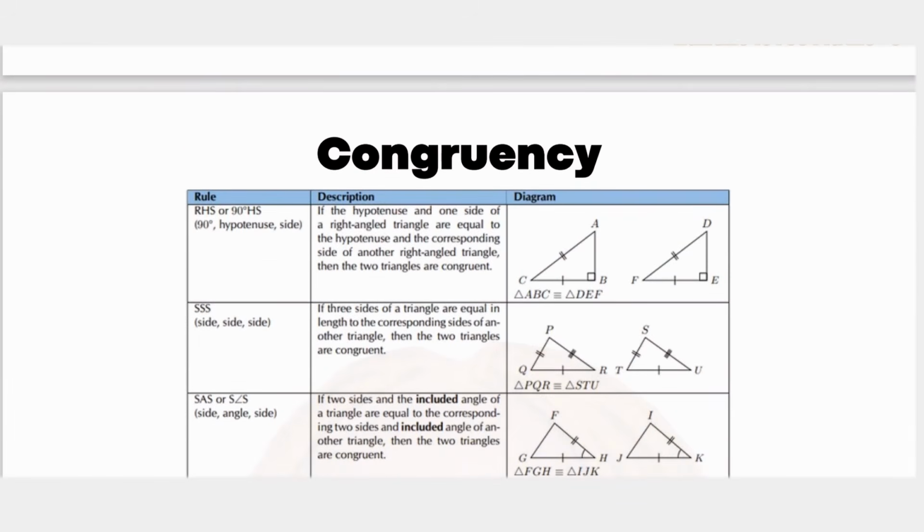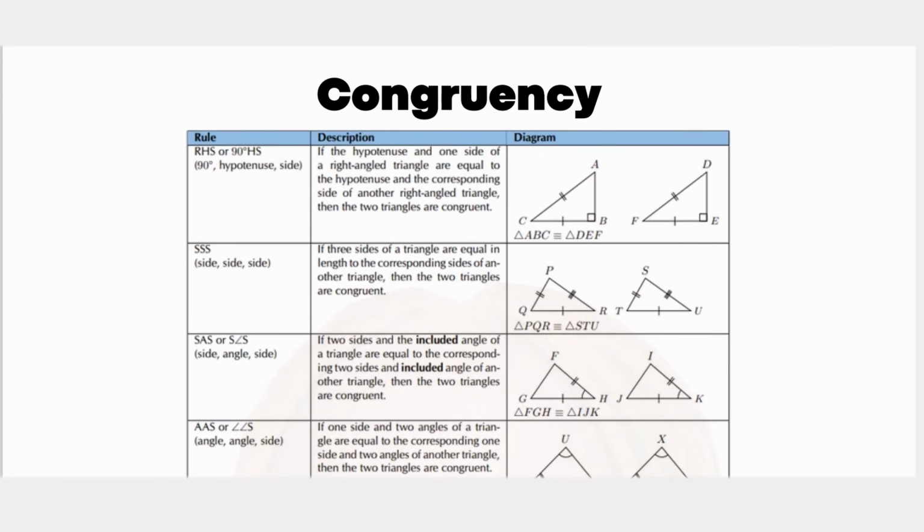So now we're going to move to congruency. Before I talk about congruency, you need to understand the difference between congruency and similarity. One thing about congruency is its sign: with congruency, we use these 2 lines, and with similarity, we use these 3 lines. So what is the difference? With congruency, we're proving that 2 triangles are identical to each other. When I say identical, I mean the angle from one side is equal to the angle of the other side, and the side from one triangle is equal to the side of the other triangle.